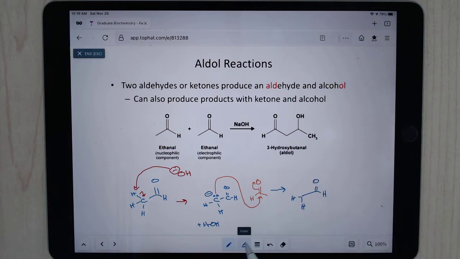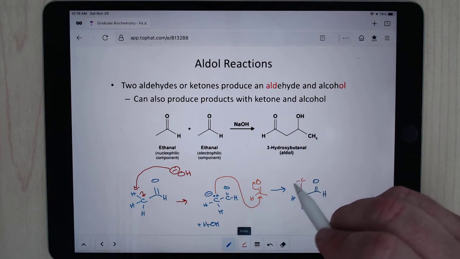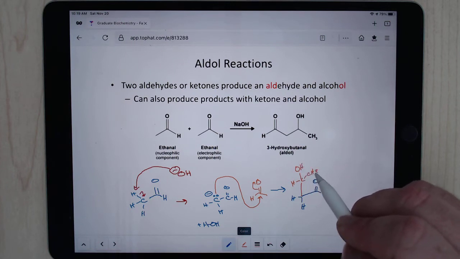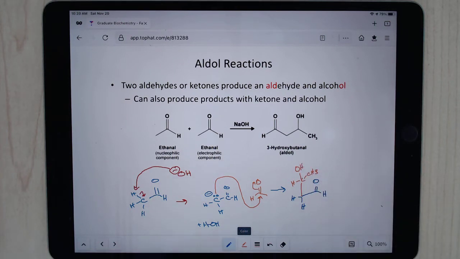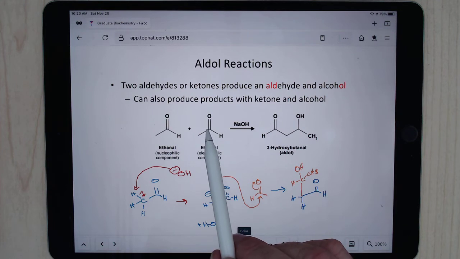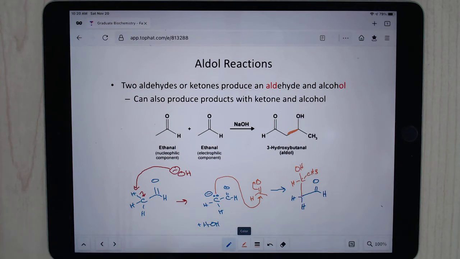It'll be kind of exaggerated so that you can see it. So you're going to make a new carbon-carbon bond between the carbon that you removed the hydrogen from and the carbon of the C double bond O. So that ends up being this bond here that forms. Now this is the aldol addition product.